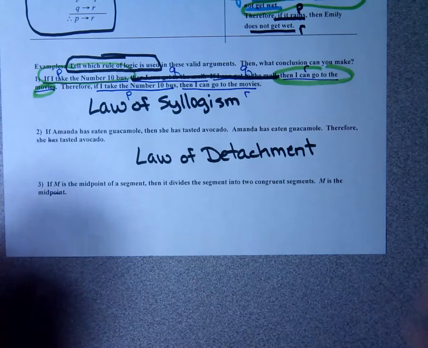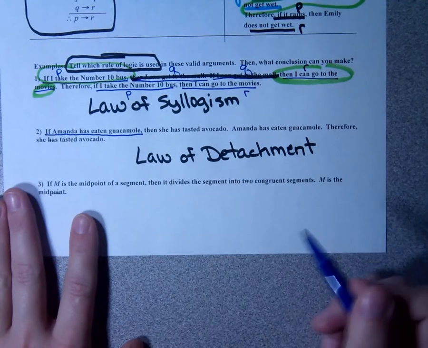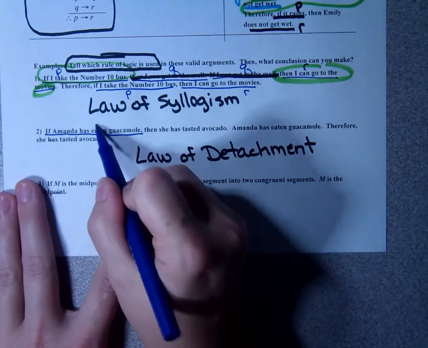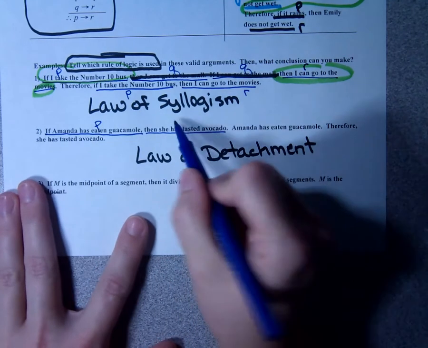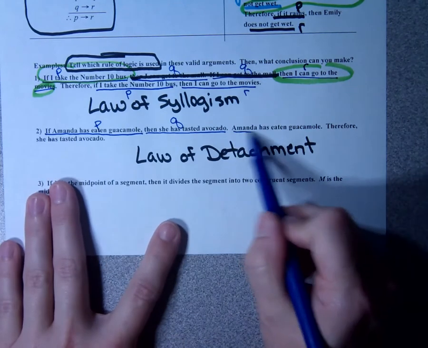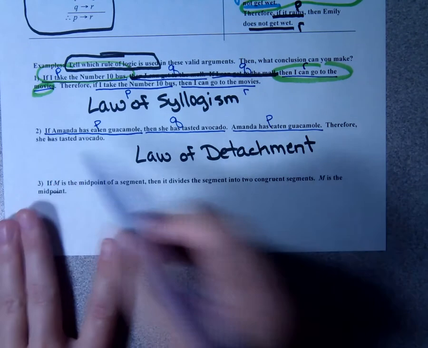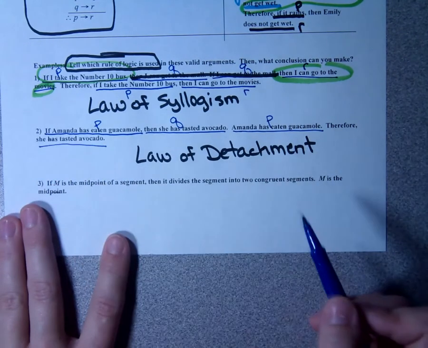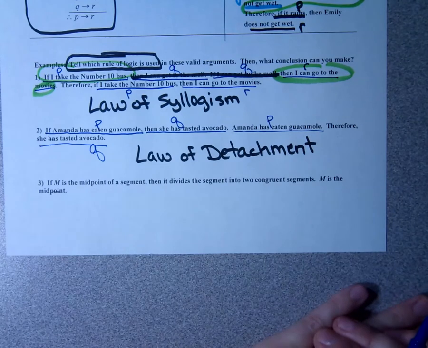Okay, let me just practice marking it up real quick. If Amanda has eaten guacamole, which letter? P. Beautiful. She has tasted avocado. Q. So when I come back and I say that she's eaten guacamole, which letter is that? P. And then therefore she's tasted avocado. Q. P, Q, P, Q. Law of detachment.